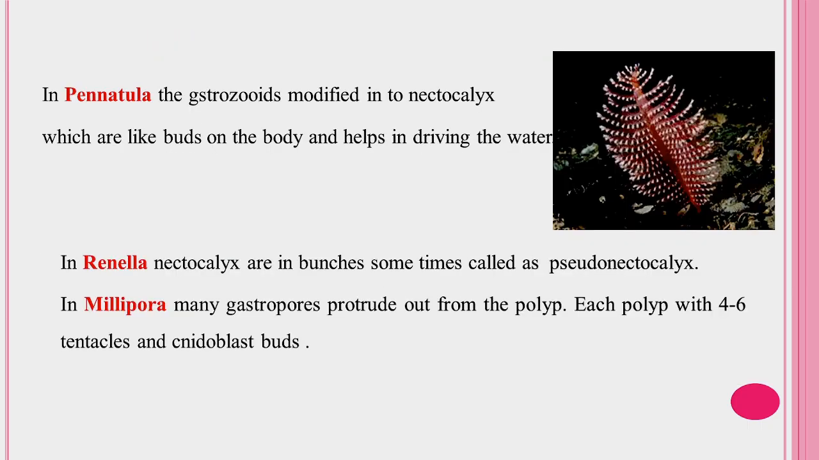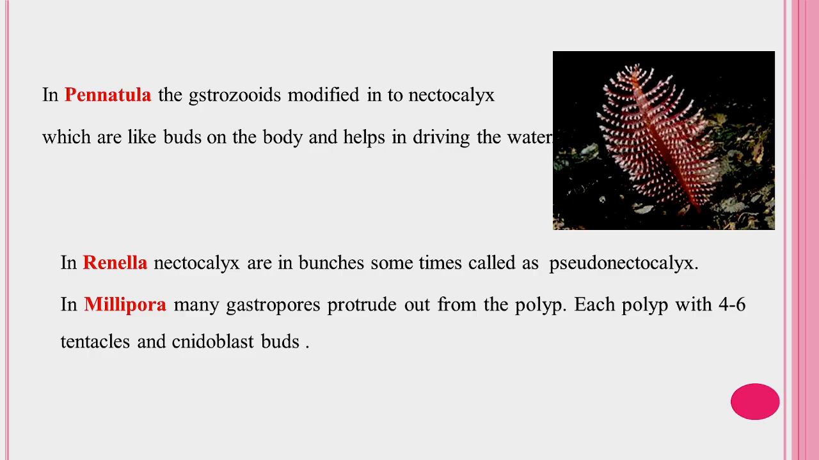In Peninsula, the gastrozooids are modified as nectocalyx. These nectocalyx seem like small birds on the body and help in driving the water. And in Ranilla, the nectocalyx are present, but as bunches. Sometimes these are called pseudo-nectocalyx. Whereas in Millipora, many gastropores protrude out from the polyp, and each polyp consists of 4 to 6 tentacles, and nidoplast birds are also present on the tentacles.